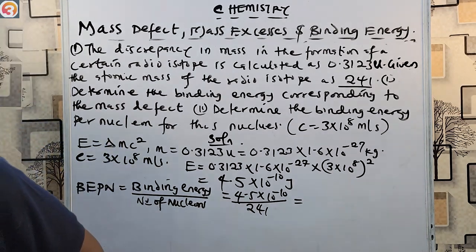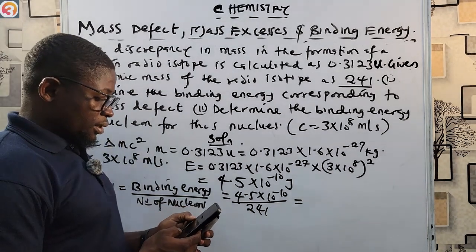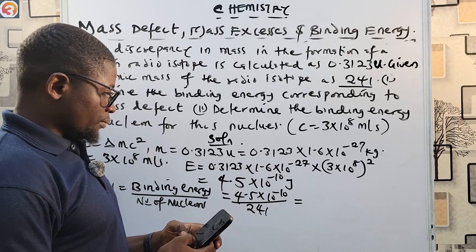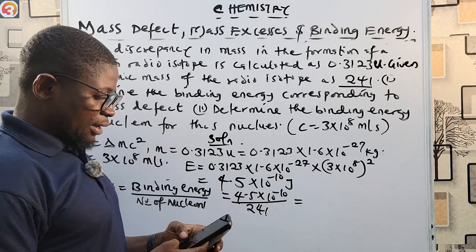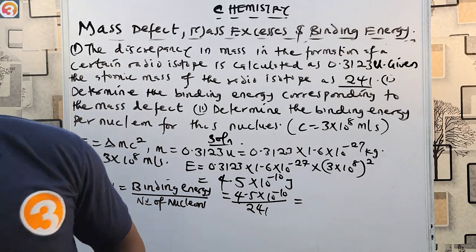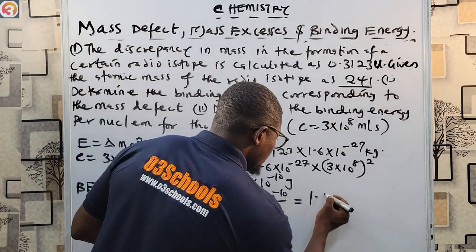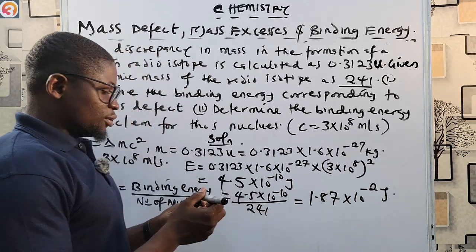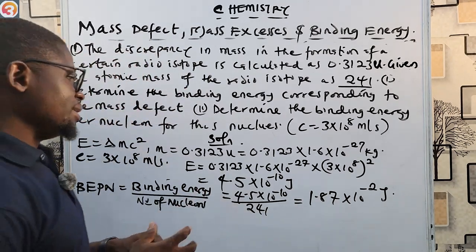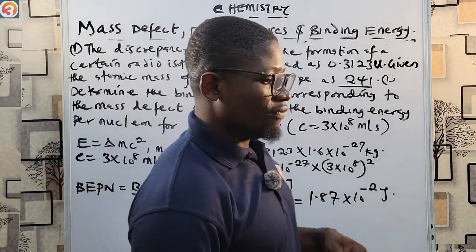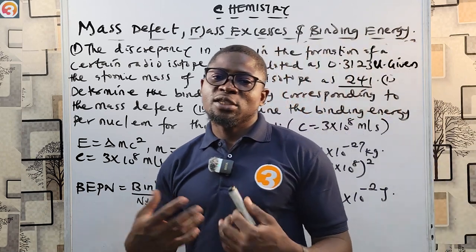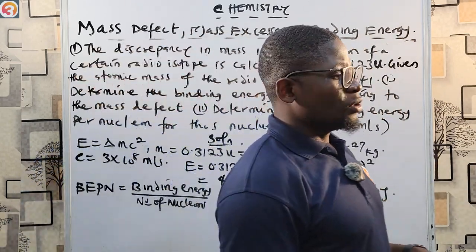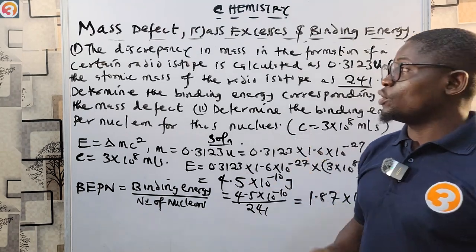Let me bring my calculator. Divide. Let's calculate 4.5 times this. We're going to have 1.87 times 10 to the power minus 2 joule. So it's as simple as A, B, C. We can decide to convert to mega electron volt by multiplying by 9315. Okay, so that's how we do calculation on mass defects.